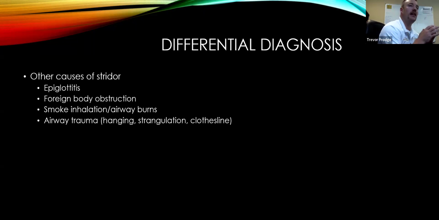And then airway trauma itself: a hanging, a strangulation, or a clothesline injury. If someone's running and gets clotheslined, that's going to cause some type of crush injury to the trachea, and that can cause stridor because you've narrowed the pipe. Hanging and strangulation do the same thing.